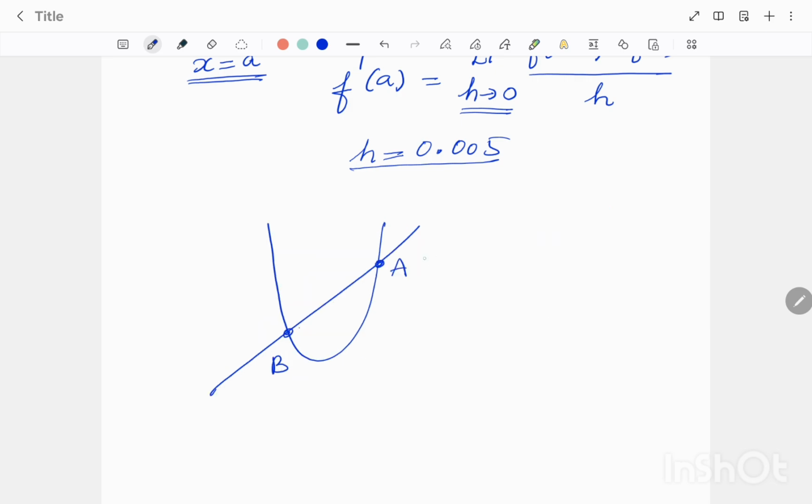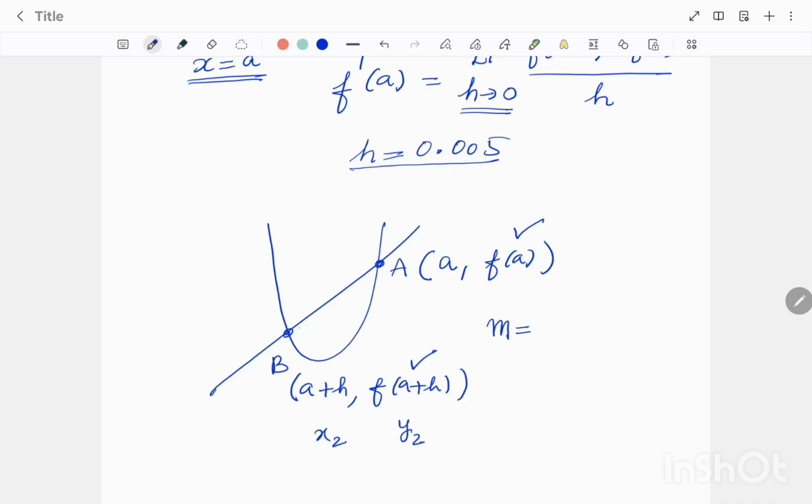In our case, we have taken A as the point (a, f(a)), and B is (a + h, f(a + h)). So, when we talk about the slope of the line segment AB, m is equal to y2 minus y1 over x2 minus x1. The first point can be taken as (x1, y1) and the second as (x2, y2).